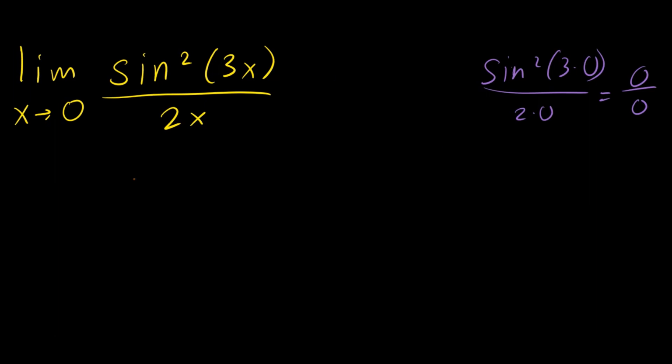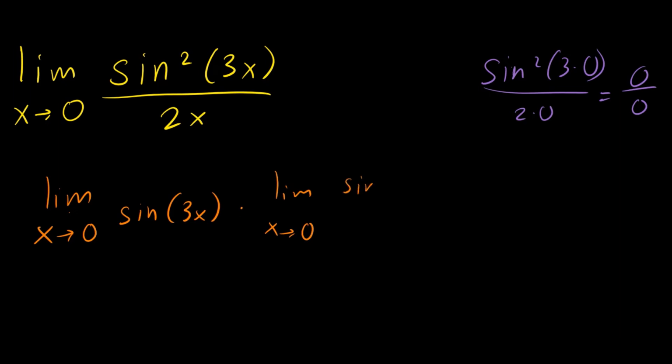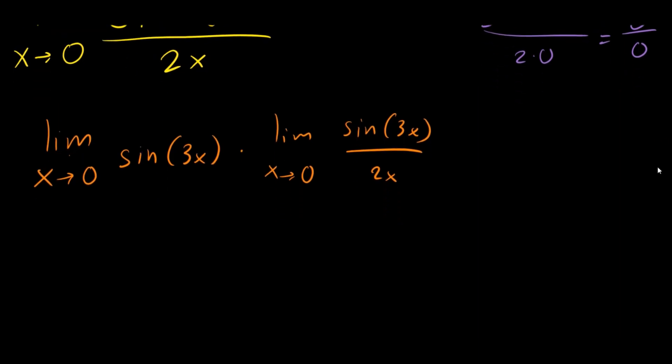We can actually take advantage of the properties of limits to break this up into a product. So we can write it as the limit as x approaches 0 of sine of 3x times the limit as x approaches 0 of sine of 3x divided by 2x. Based off of the formula that we just learned, this right limit just goes to 3 over 2, because that's our coefficient here and that's our coefficient here.